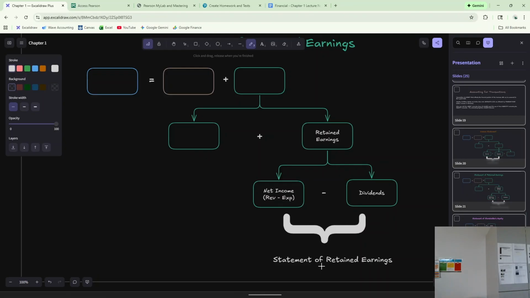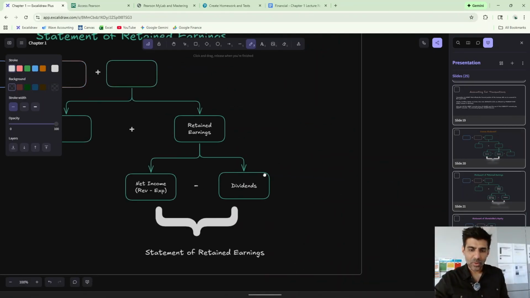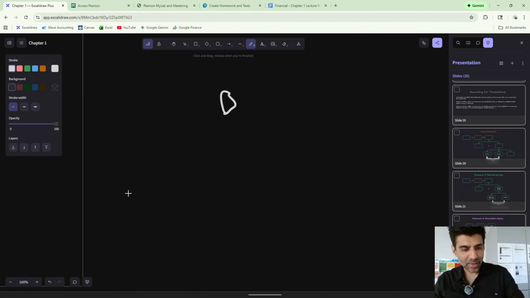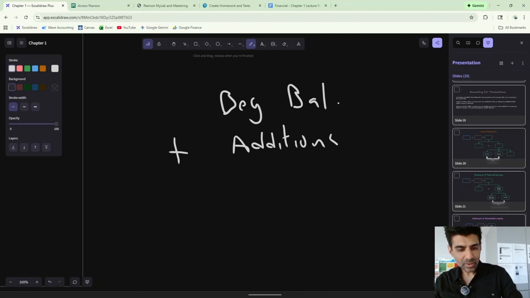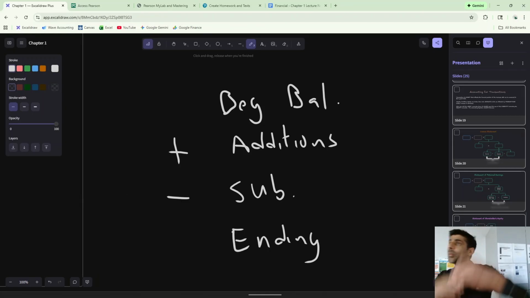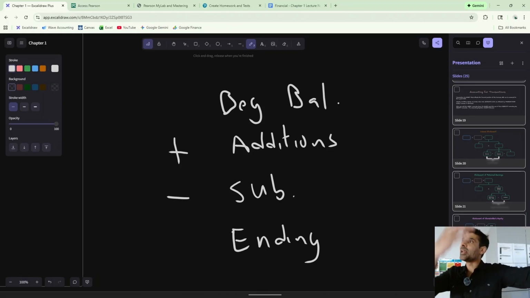Okay, so this framework is something we're going to see again and again: beginning balance plus additions minus subtractions gives us our ending balance. We're going to see this with inventory, right? We started with some amount of inventory, we bought more inventory, we sold some inventory, and then we have the ending balance. For retained earnings, we have a beginning balance. At the beginning of the year, we had some amount of retained earnings. We then added our net income, we subtract dividends, and that gives us our ending balance for retained earnings.